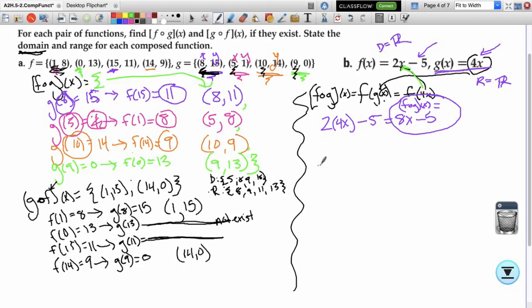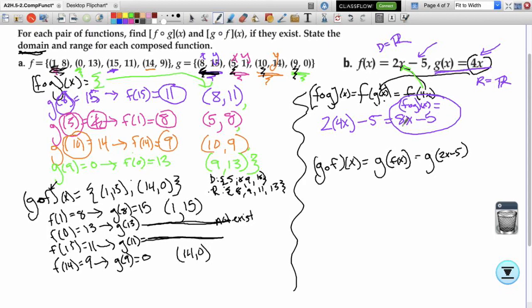Let's say we're doing g of f of x. And remember, that's taking our g and plugging in our f of x into it, okay? So it's kind of like taking g and plugging in 2x minus 5. Again, because f of x is 2x minus 5. So we could rewrite it.